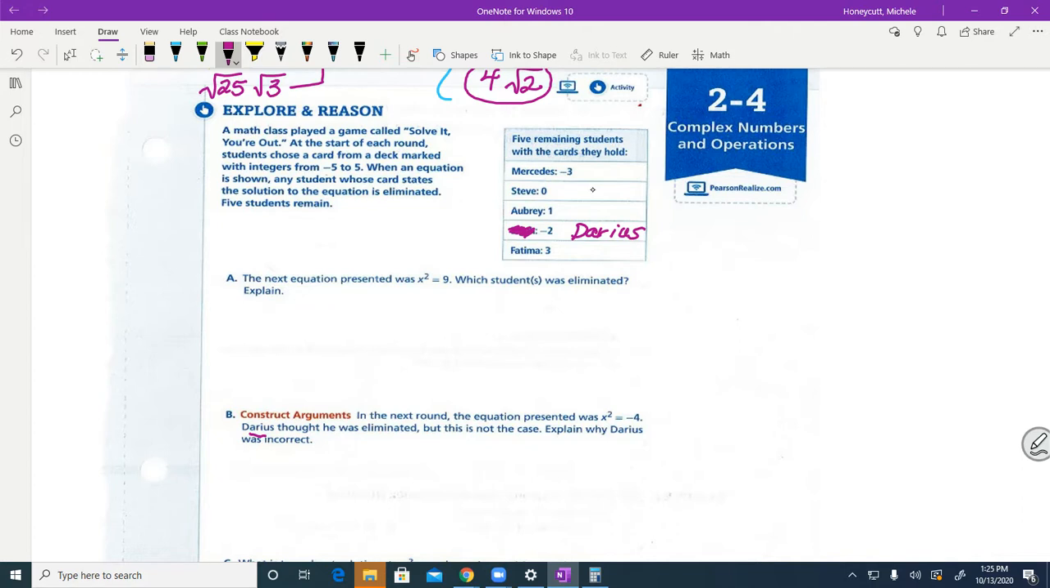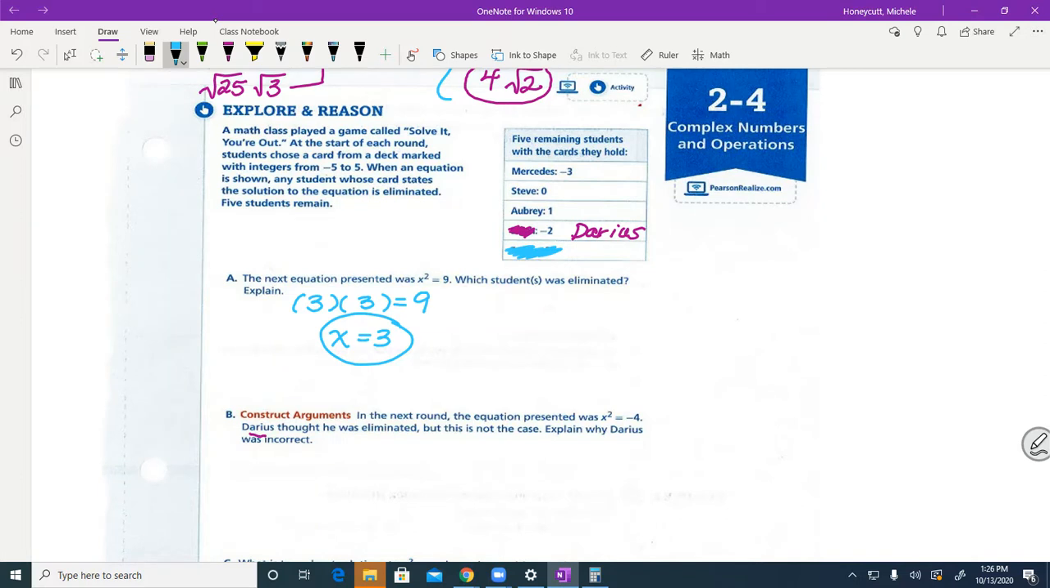Anyway, the next equation was presented. It said x squared equals 9. Which student or students were eliminated? So I need to think of x squared. When I ask for the answer to this, I'm asking what number squared, or what number times itself, is equal to 9. Well, I know that 3 times 3 equals 9, so x could be 3. So that means Fatima was eliminated.